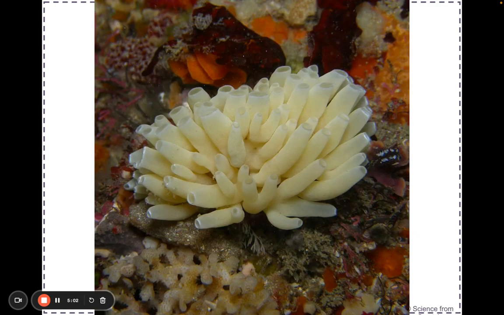This is an example of an asconoid sponge. This is a Leucosolenia. So you can see how small it is. You can see the simple structure, right? There's not a lot going on, with that big osculum at the top letting water leave.